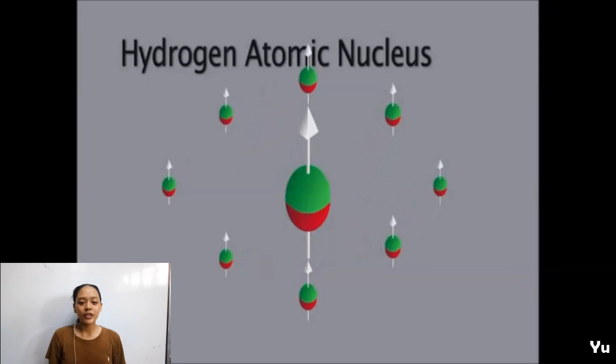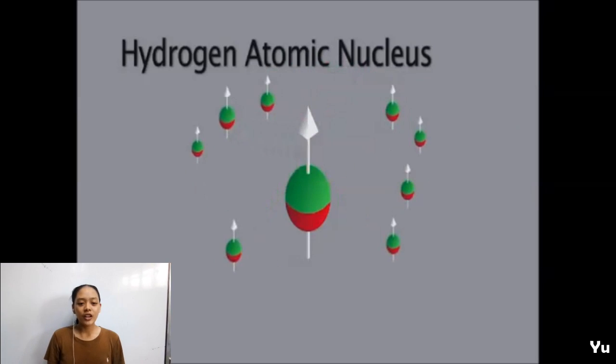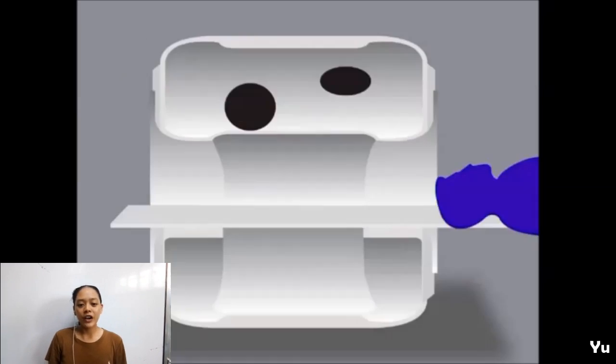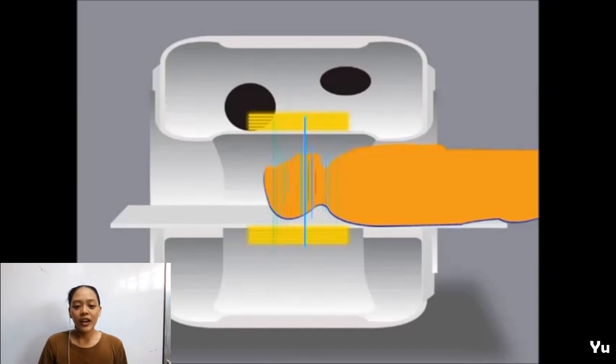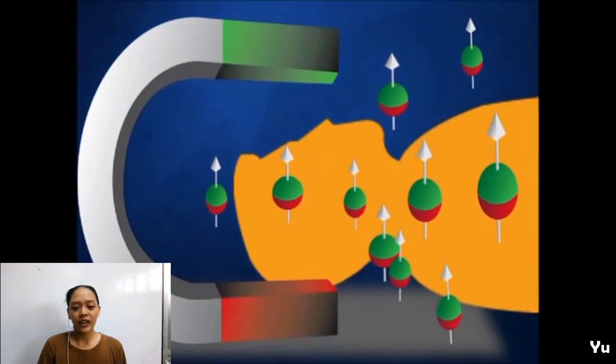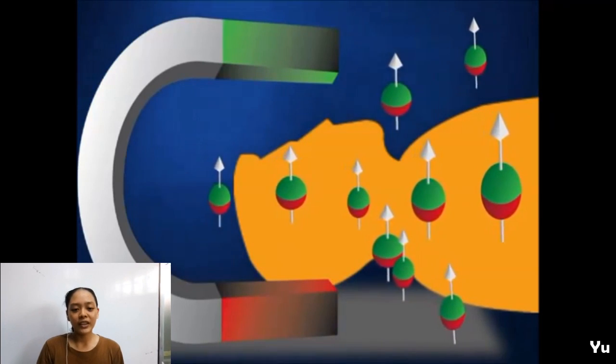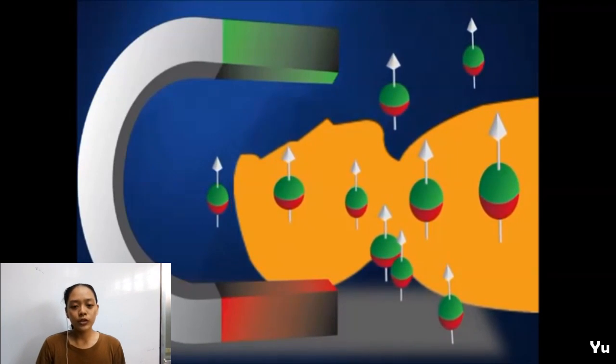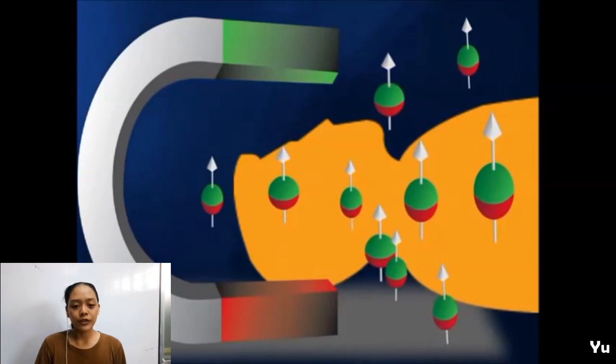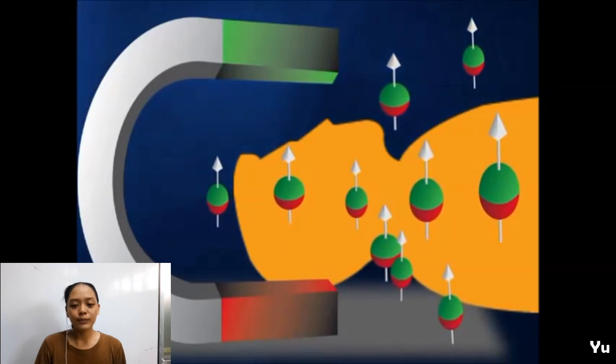MR imaging is based on the most prevalent atomic nucleus in the human body, the hydrogen atomic nucleus, which is found in tissue and blood. MRI uses powerful electromagnetic fields to affect the hydrogen atomic nuclei. The MRI machine generates a powerful static magnetic field. When exposed to this magnetic field, hydrogen atomic nuclei align themselves with the field generated by this magnet.